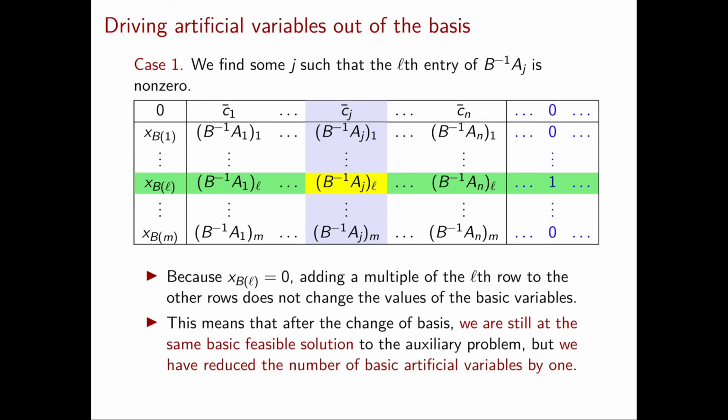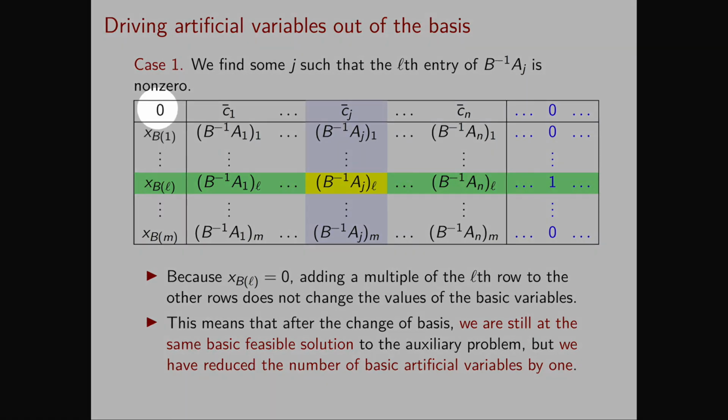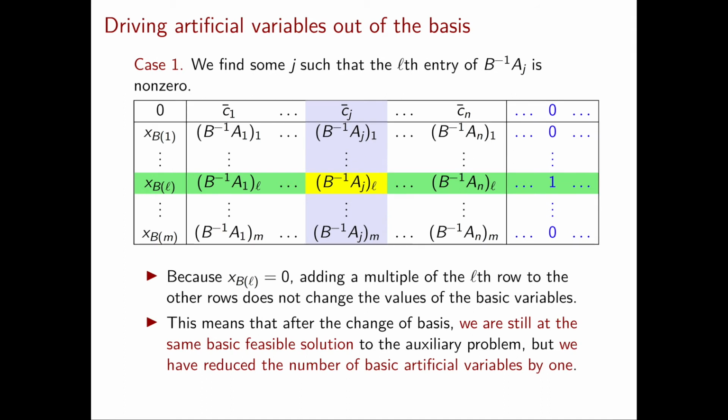Now, what happens to our current solution when we actually perform the pivot? To understand what happens to the solution, we just need to look at the 0th column of our tableau. In the elementary row operations that we perform, we add a multiple of the pivot row to the other rows. But now, since xbl is equal to 0, the values of the basic variables don't change. Therefore, after the change of basis, we are still at the same basic feasible solution to the auxiliary problem. However, we have reduced by 1 the number of basic artificial variables.